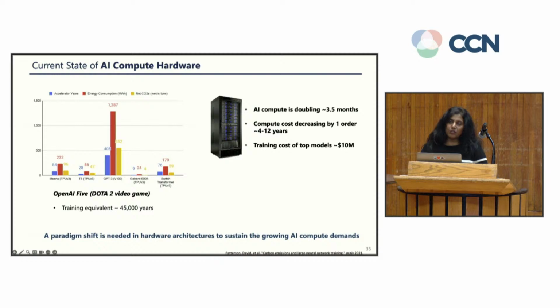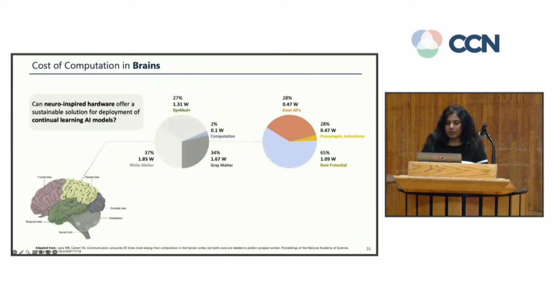So really a paradigm shift is needed, even on the hardware side, to think about how we support these growing demands from compute. And especially if you're thinking of continual learning models, you really need to work very closely with the hardware designers. Whereas, if you look at the other side, there seems to be a lot of efficiency that we observe in biological brains. So can we take some inspiration from these biological brains as we are building the hardware, specifically neuro-inspired hardware?